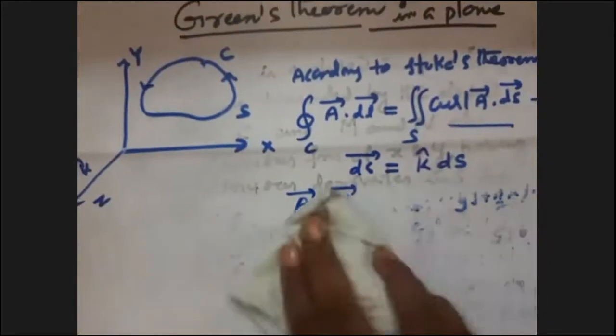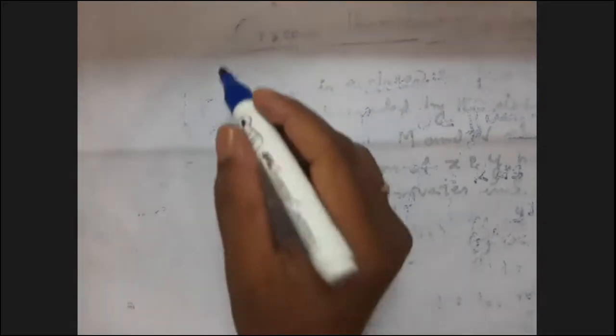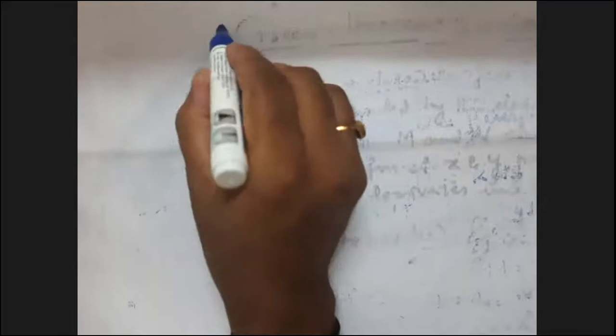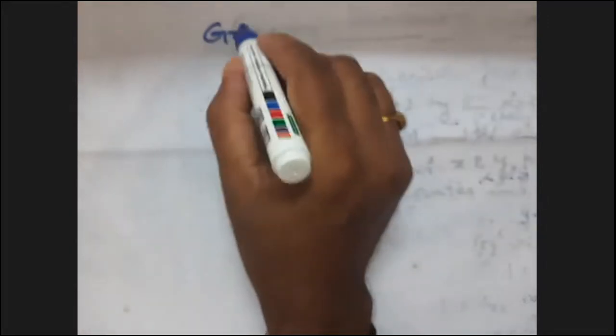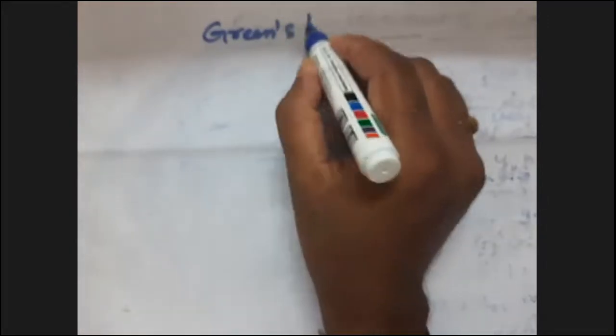Now let us see the first identity and second identity of Green's theorem. The first identity, Green's theorem first identity.